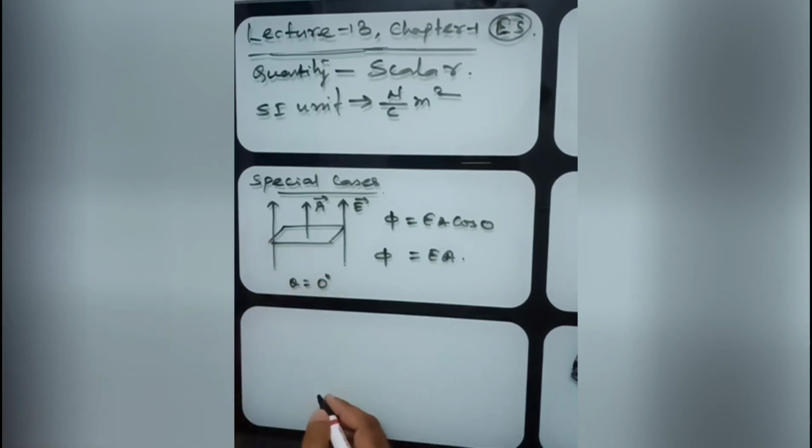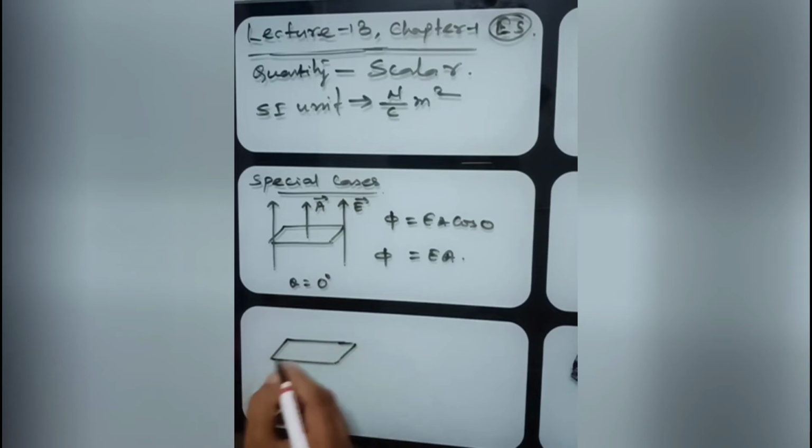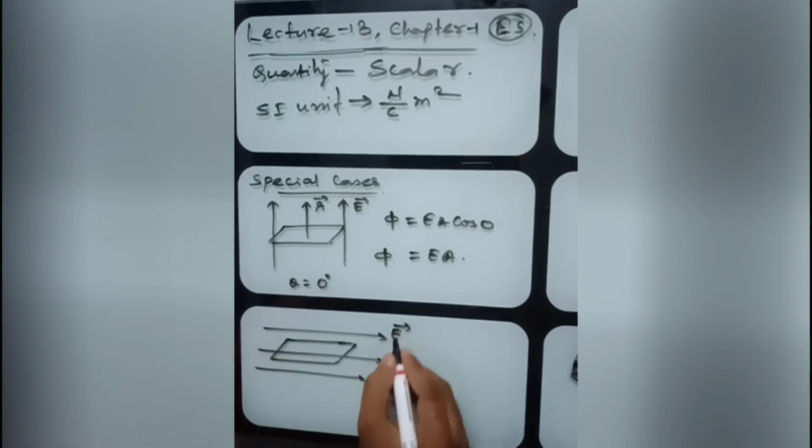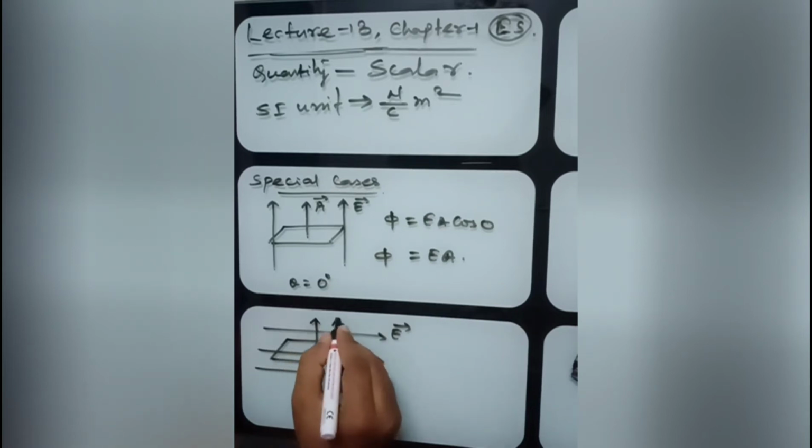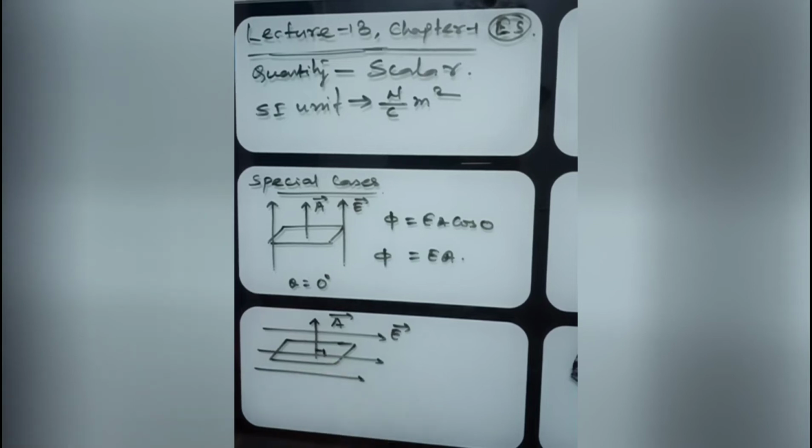Now, here in this way, the electric field is going in this way. This is the electric field and the area vector over here. Here the angle between the area vector and the electric field is how much? Theta is 90 degree. What will be the flux? Here the flux will be E A cosine 90, and cosine 90 is 0. So the flux will be how much?